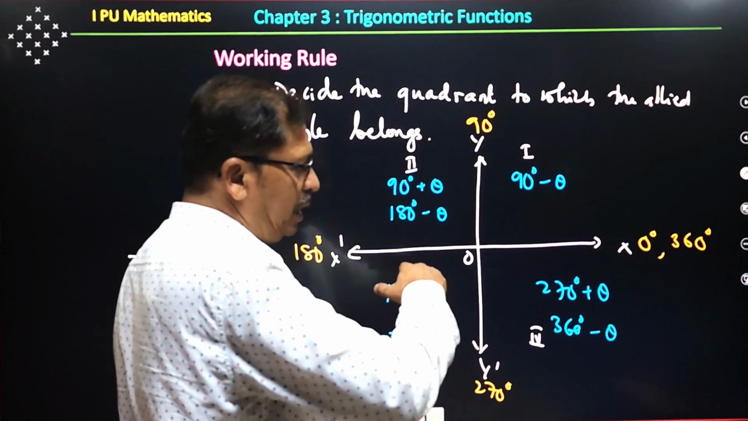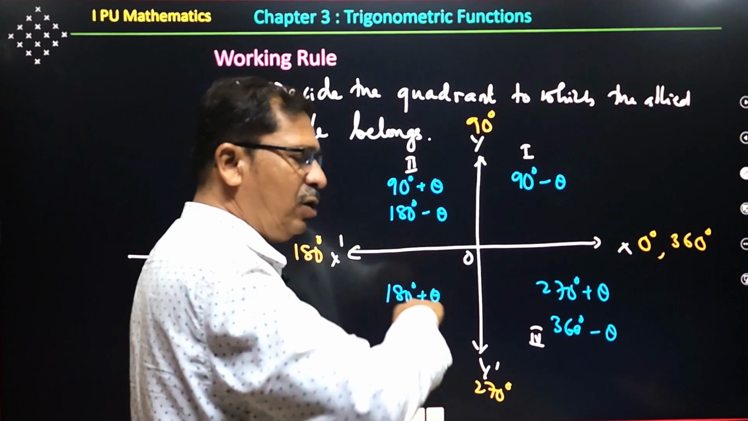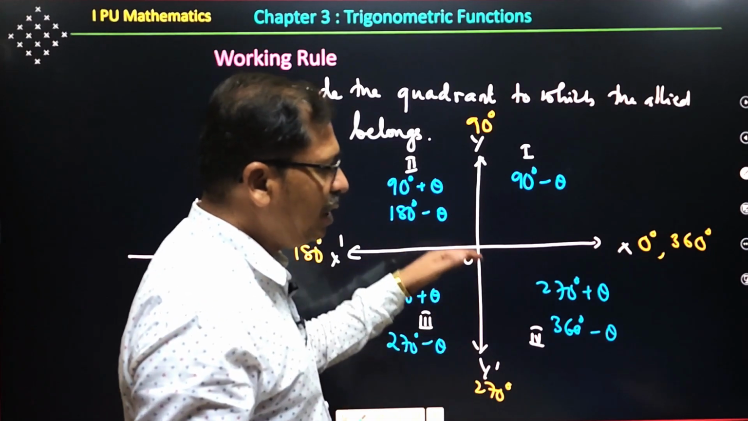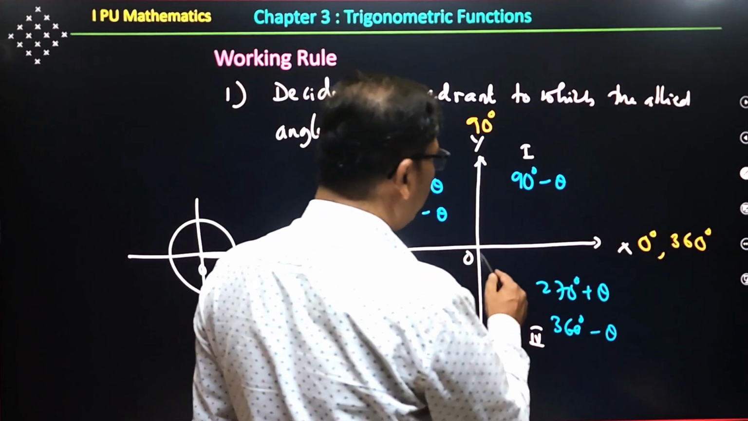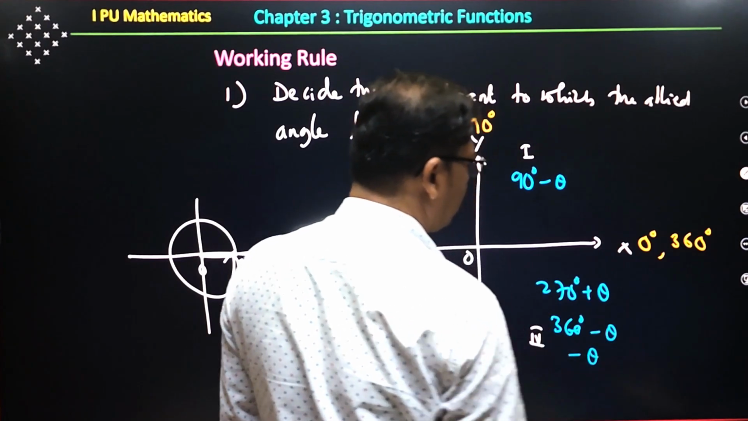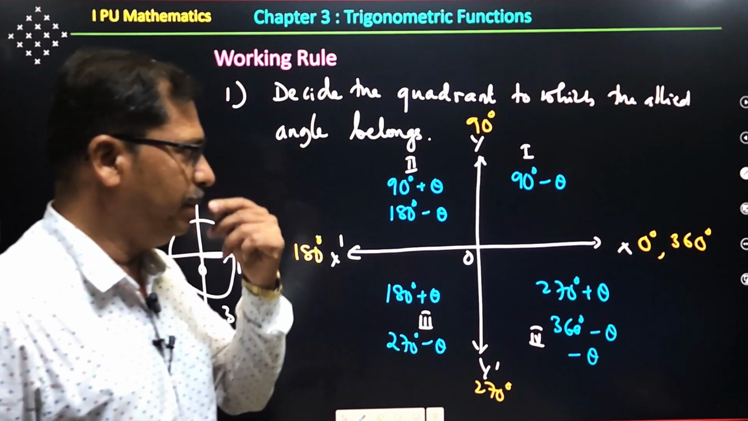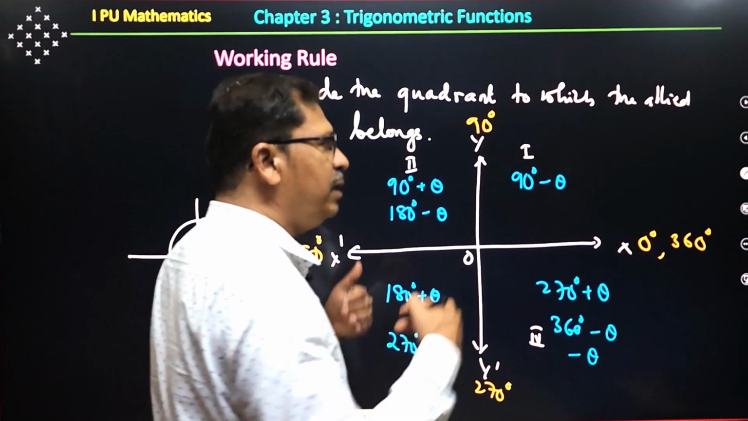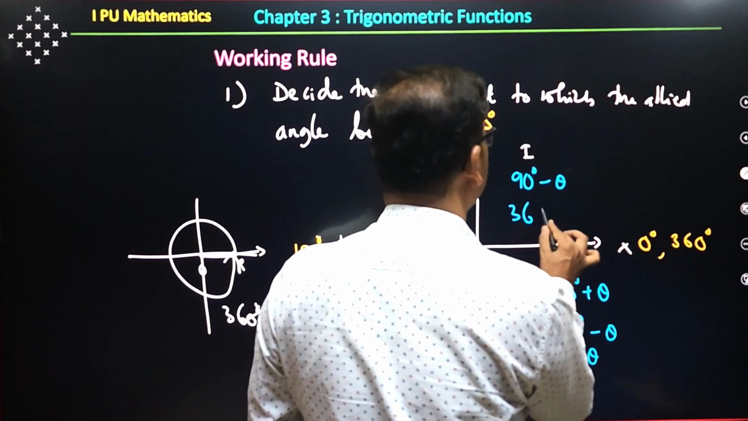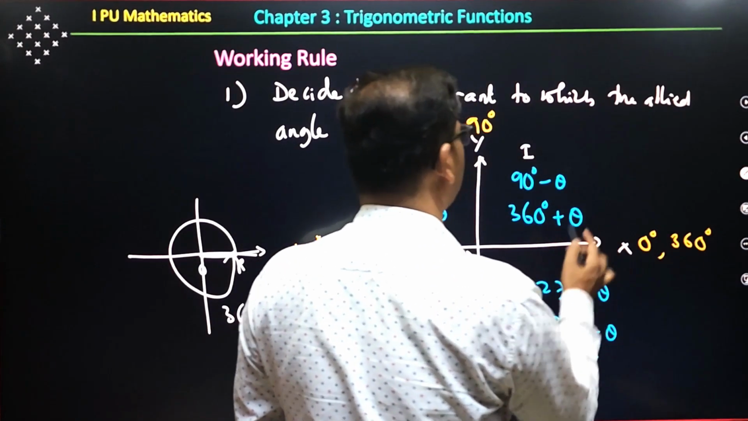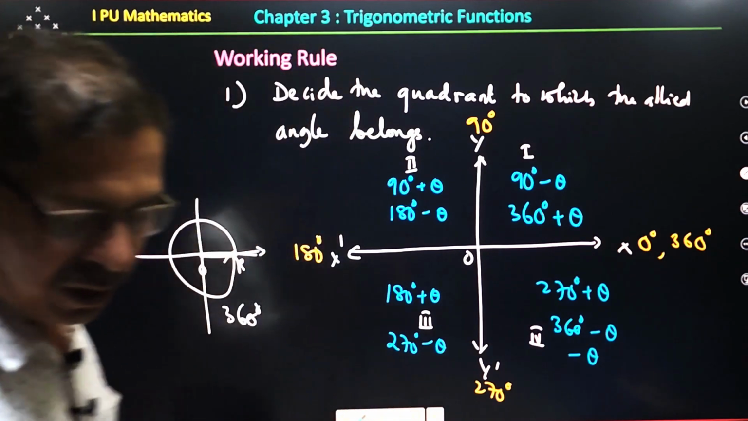And when you make the angle rotation in clockwise direction, then definitely it falls in the fourth quadrant. In fourth quadrant minus theta comes. So this is another allied angle here. And when you exceed 360, that is 360 plus theta, it comes in first quadrant here. So these are the signs of trigonometric functions.